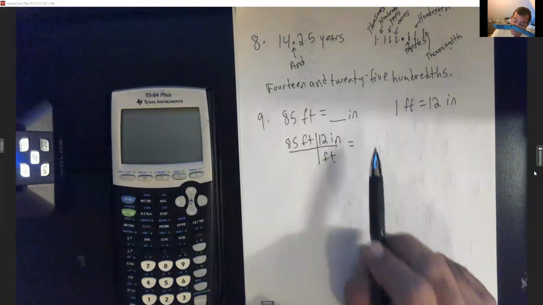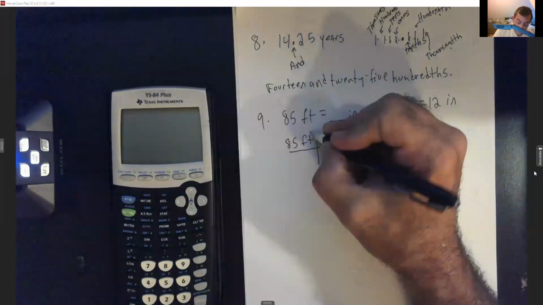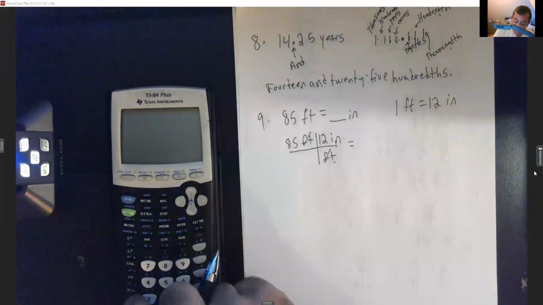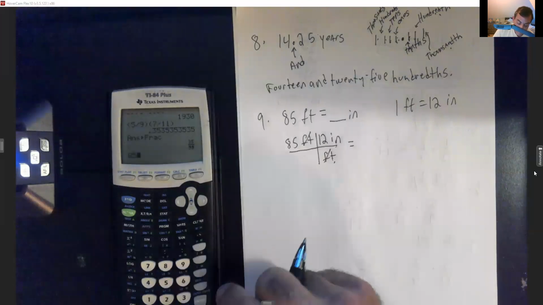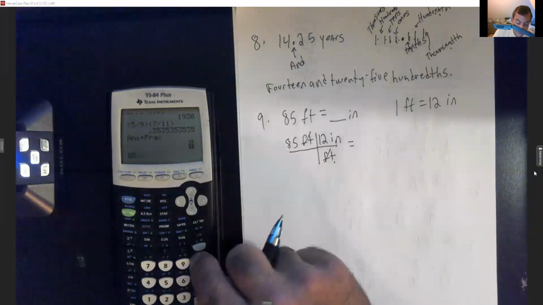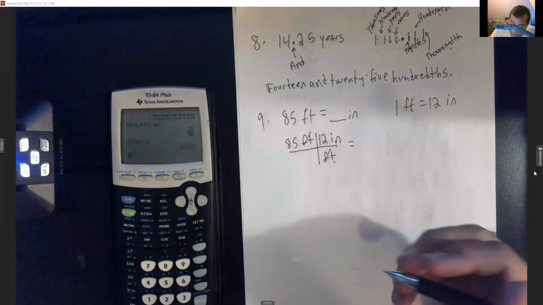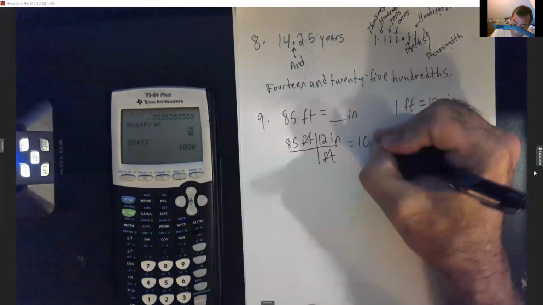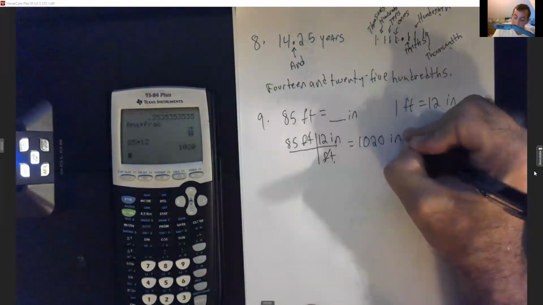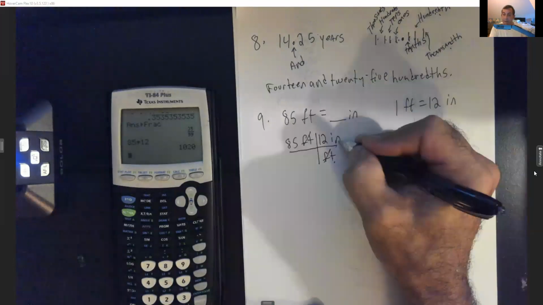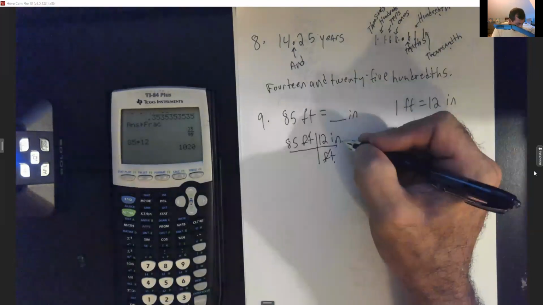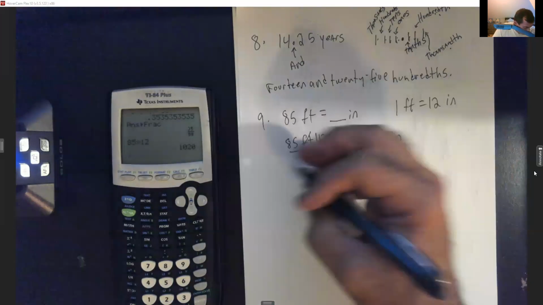Okay? Now watch this. These feet cancel. So all we got to do is figure out what 85 times 12 is. 85 times 12. That's going to give me 1,020 inches. I'm now in inches because that's the units that are left.